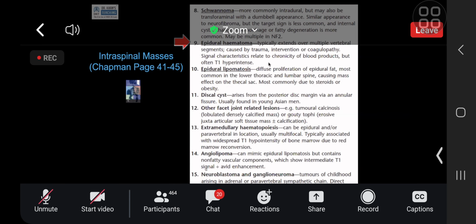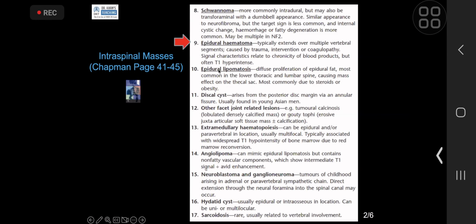And it all depends on how chronic it is, because you can see a T2 low signal, which is siderosis, but usually it is high signal, like our case. Now, this is the differential diagnosis.